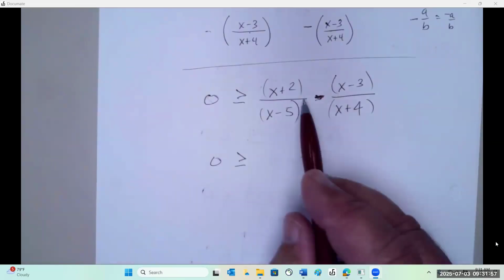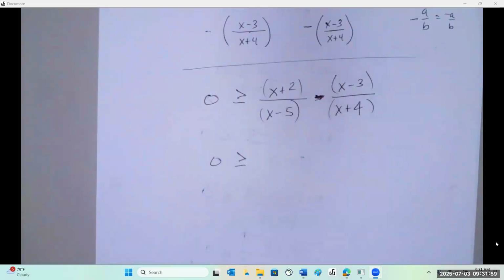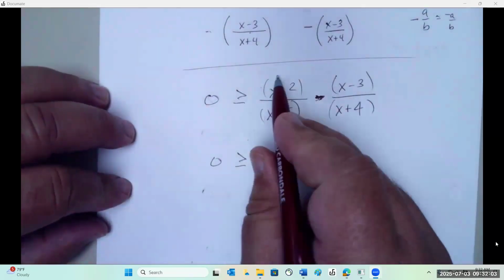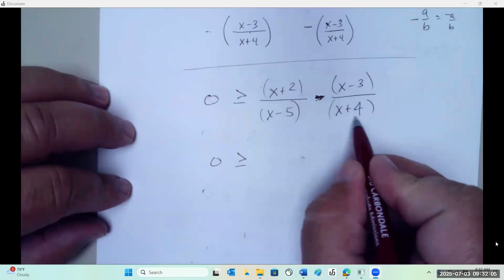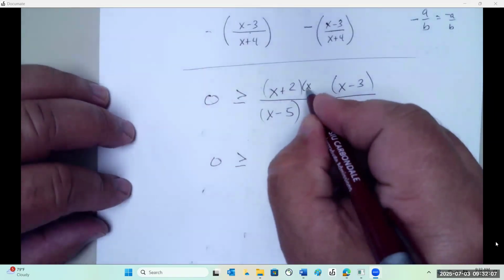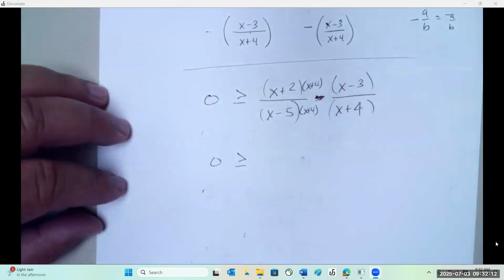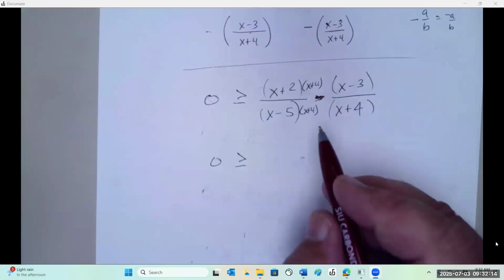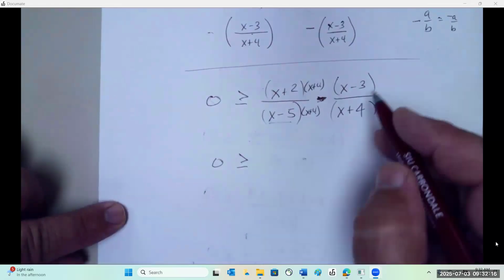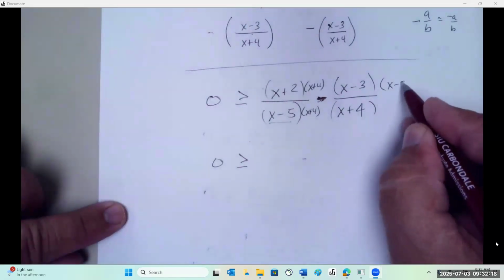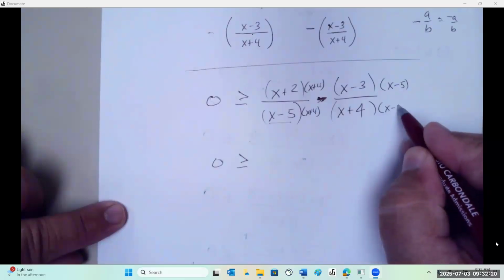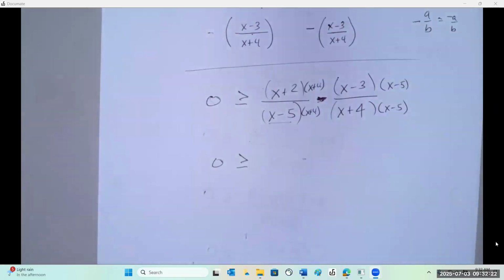Because you're subtracting fractions, you have to have common denominators. So to this first one, it doesn't have an x plus 4, so I have to put x plus 4 over x plus 4. The first one has x minus 5, the second one doesn't, so I have to multiply x minus 5 over x minus 5.